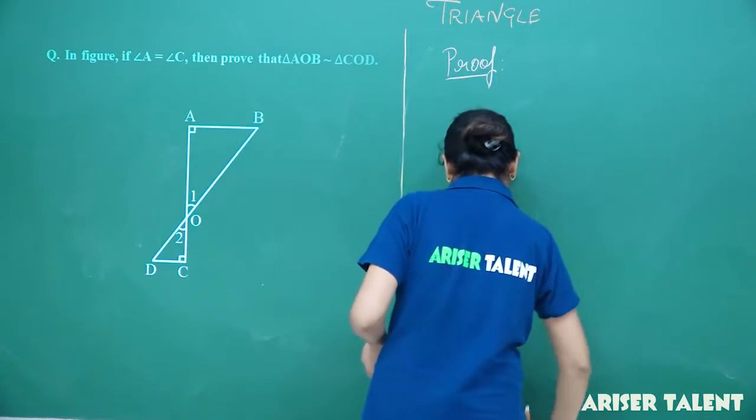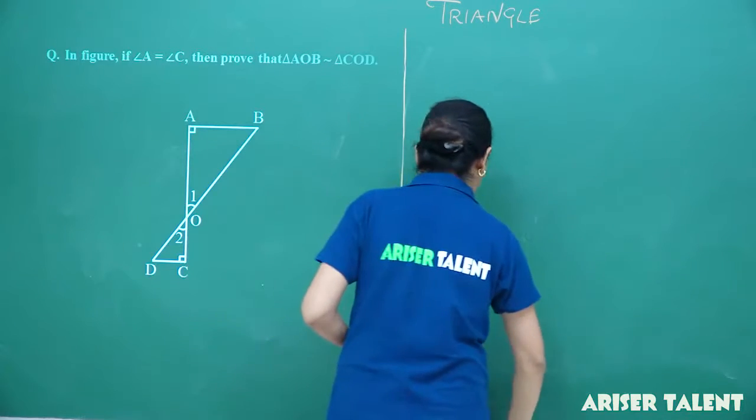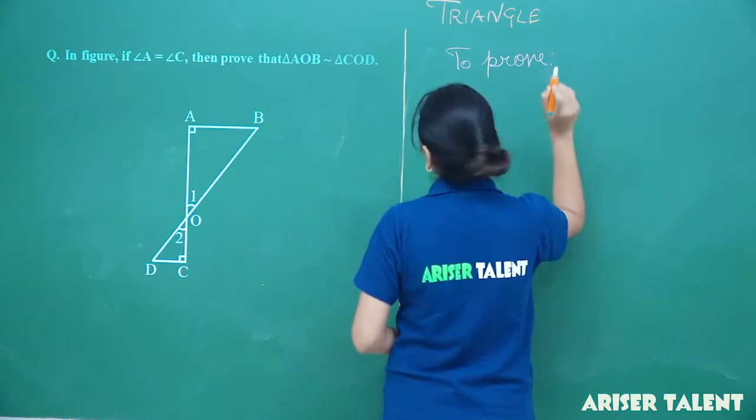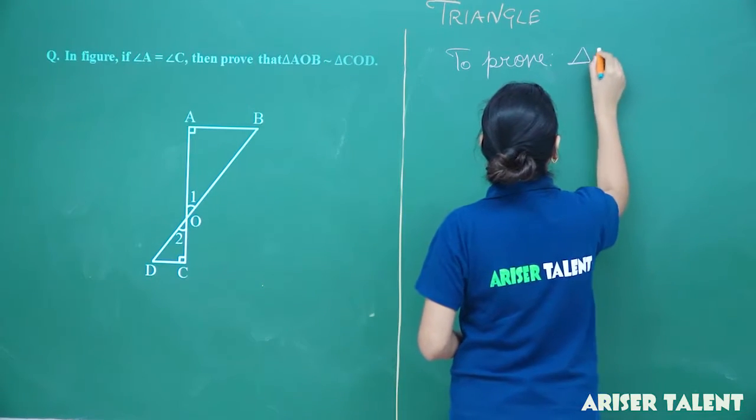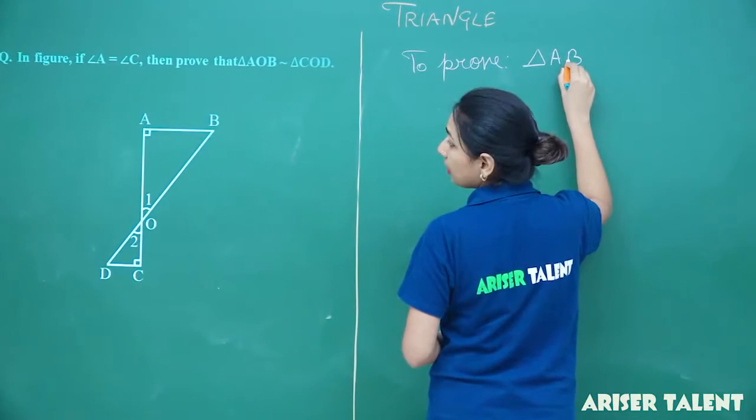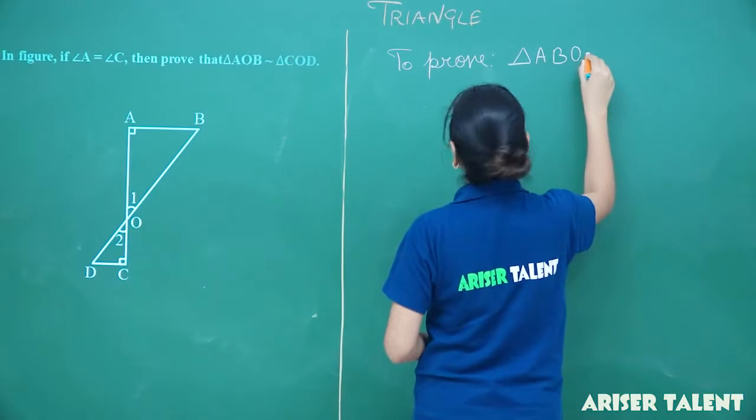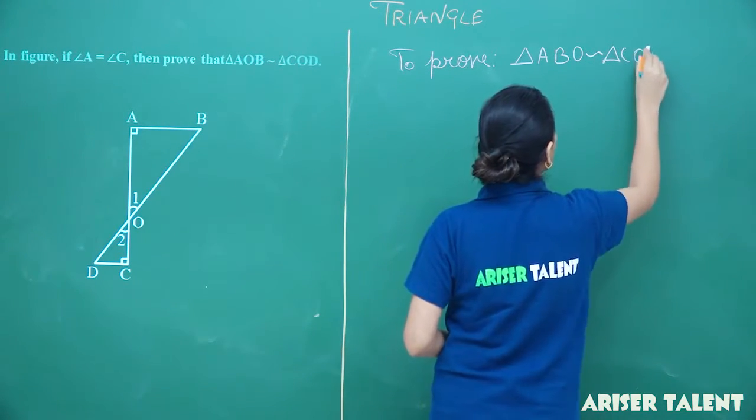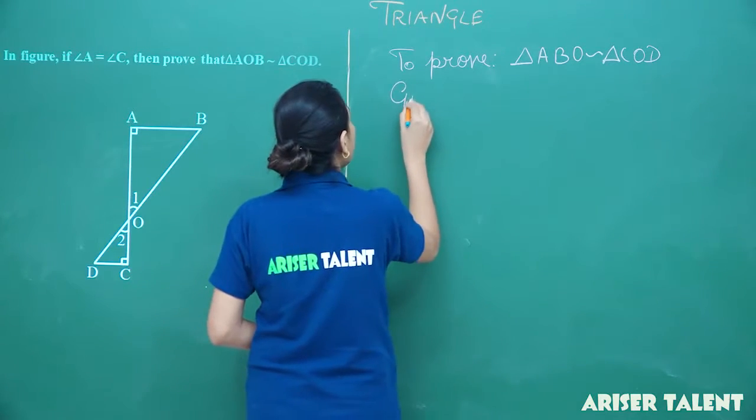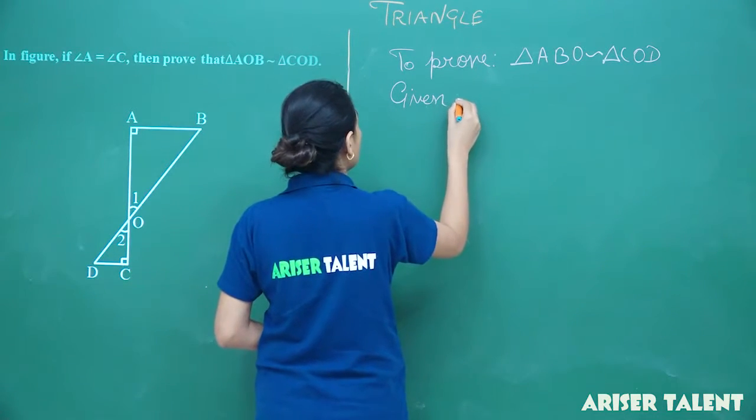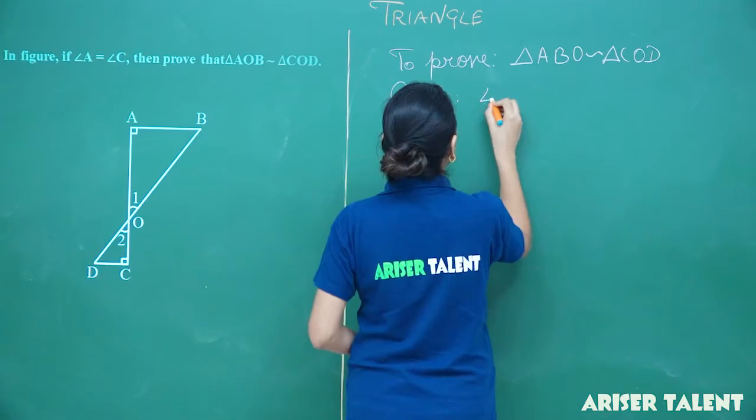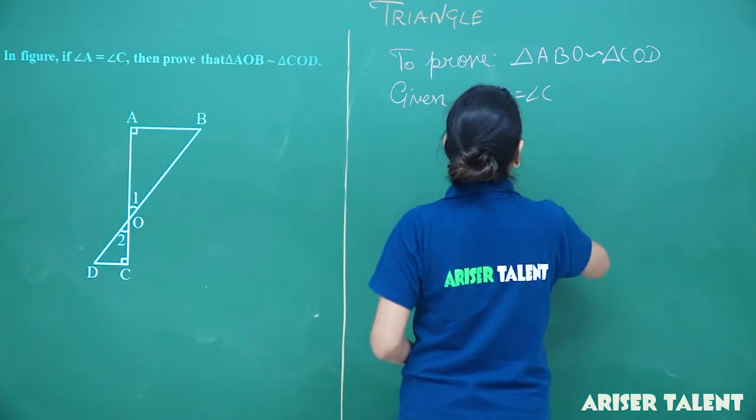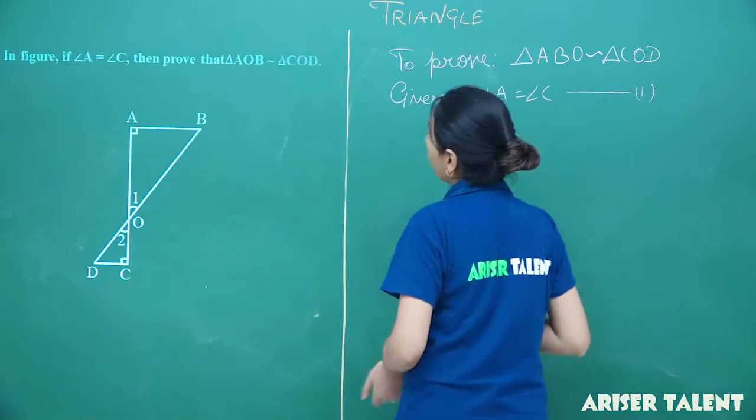Given, we have to just write first what to prove. Triangle ABO is similar to triangle COD. Given angle A equals angle C. Put it as equation 1.